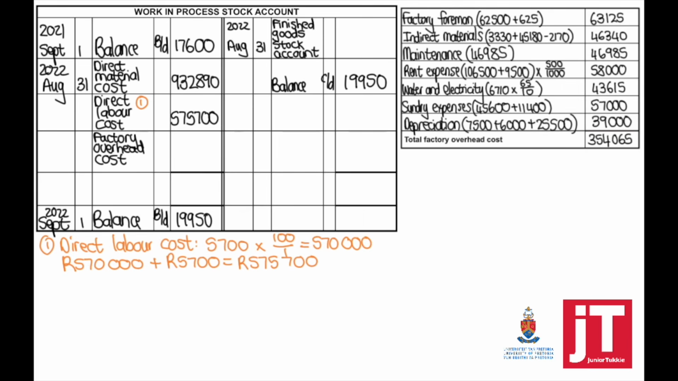Then we solved the total factory overhead cost. That was calculated. Again, make sure that you use your answer, which you've calculated correctly. Now we're left with one item that we need to solve. That will become now the balancing figure. Take the debit side minus the credit side. That equals the finished goods stock.